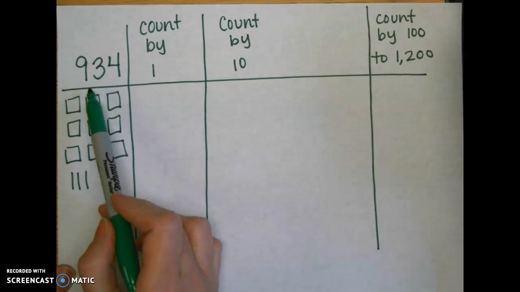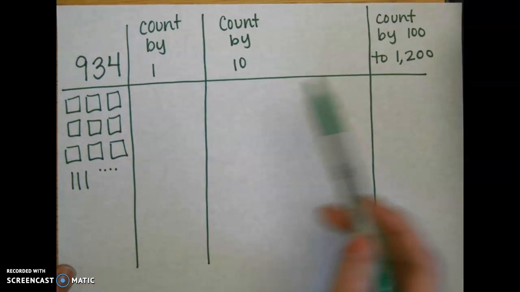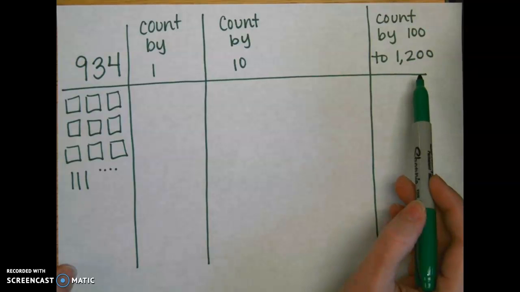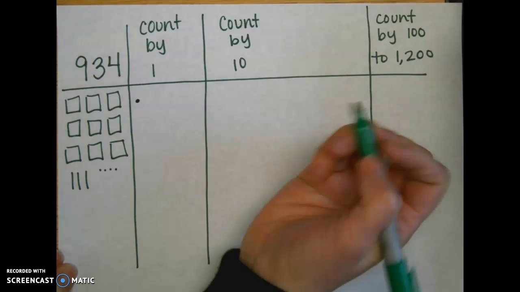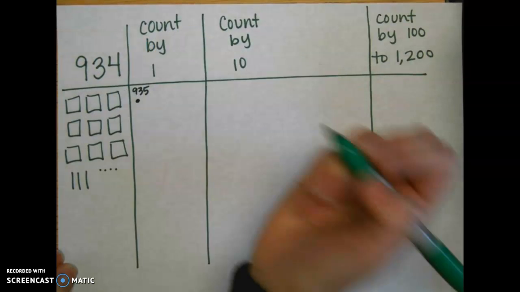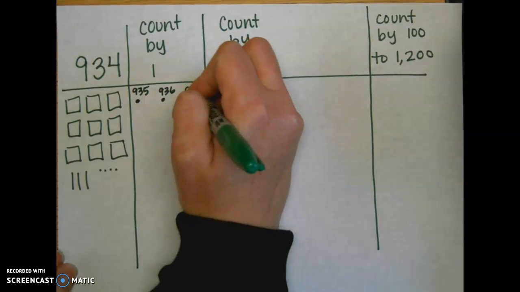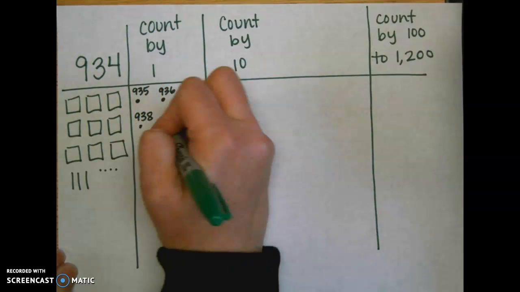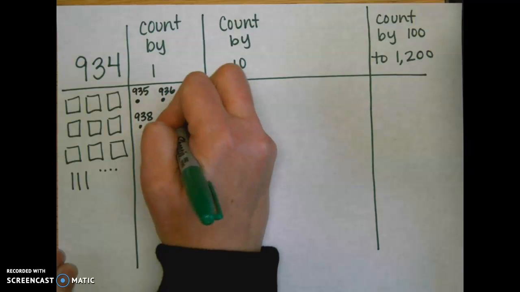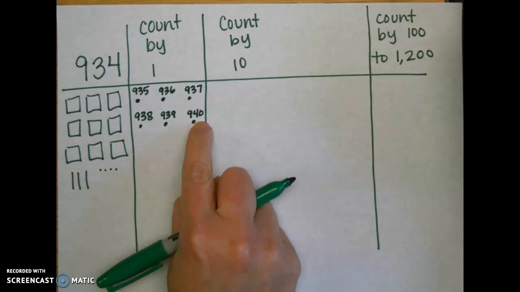Our starting number is 934, and we want to count by ones, by tens, and then by hundreds to get to 1,200. Again, we're thinking friendly numbers. So let's start first by counting by ones. 934, 935, 936, 937, 938, we're getting closer, 939, 940. 940 is a friendly number because it's a 10.